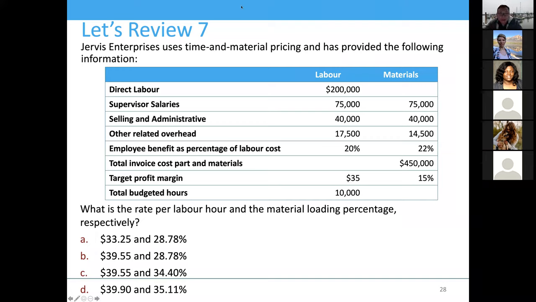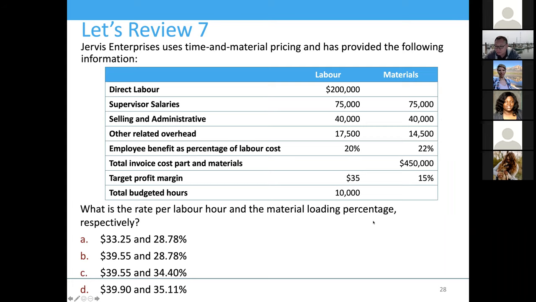Anyone have an answer? Tolson, what's your answer? Is it A? A, 33.25, 28.78%. Okay. Just wait for other students. Thank you, Tolson.